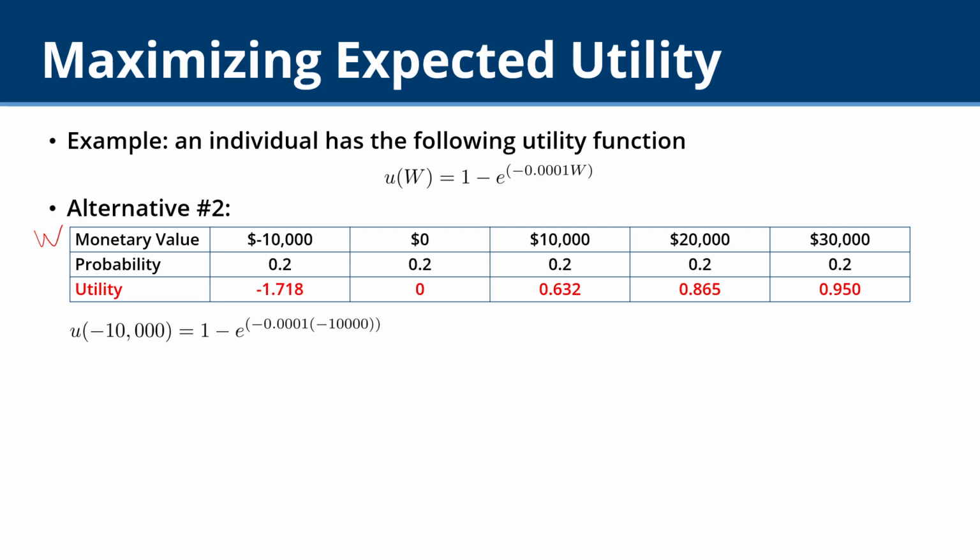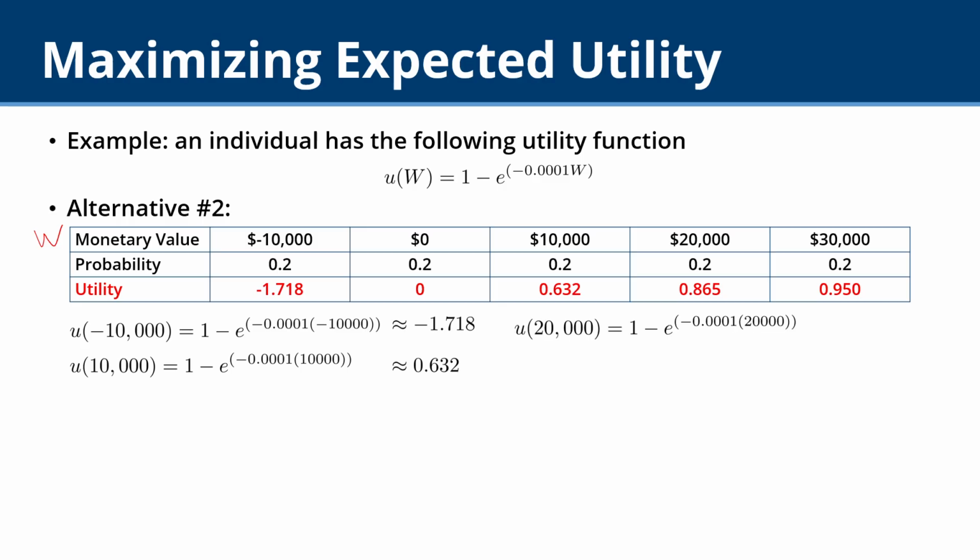The utility for negative 10,000, if you plug in negative 10,000, you're going to get roughly negative 1.718. If we plug in $10,000, you're going to get 0.632. If you plug in $20,000 into that function, you're going to get 0.865. And if you put in $30,000, you're going to get roughly 0.95. Obviously, if you plug in 0, you'll get 0. So this is the utility value associated with each monetary value using that utility function. Now we have to calculate the expected utility.